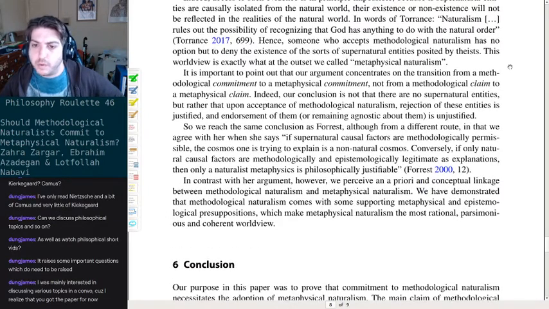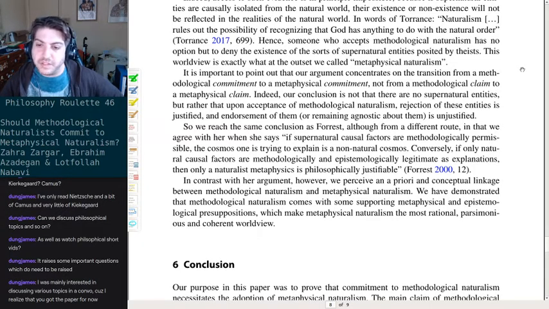It is important to point out that our argument concentrates on the transition from a methodological commitment to a metaphysical commitment, not from a methodological claim to a metaphysical claim. Indeed, our conclusion is not that there are no supernatural entities, but rather that upon acceptance of methodological naturalism, rejection of these entities is justified and endorsed. An endorsement of them, or to remain agnostic about them, is unjustified.